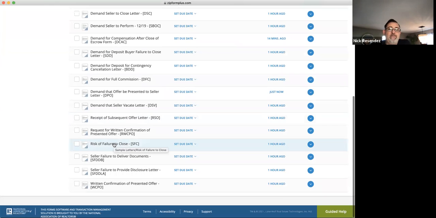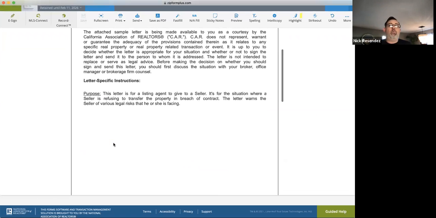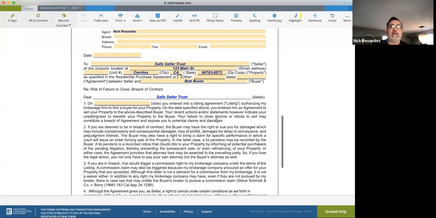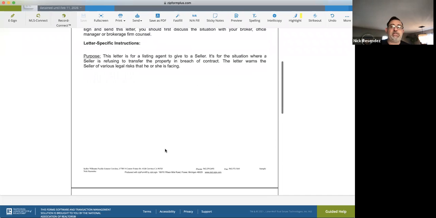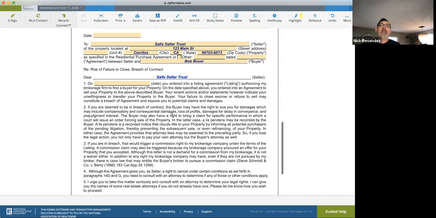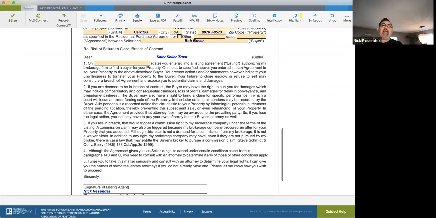Next, risk of failure to close. Okay. What is this? This letter is for the listing agent to give to a seller, and the situation is where a seller is refusing to transfer the property in breach of contract. So the seller is saying they won't do something in terms of delivering the property or closing the escrow. And it notes here, again, this is from the listing agent to the seller. So if it's our listing, we're saying, hey, you entered into a listing agreement and you may be in breach. Therefore, the buyer may have the right to sue you for damages.